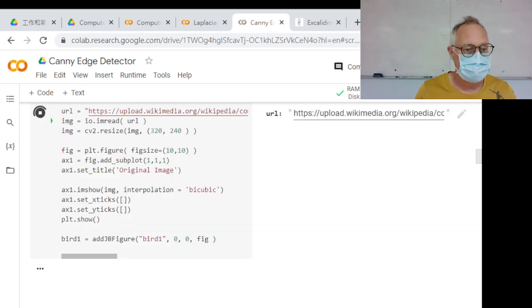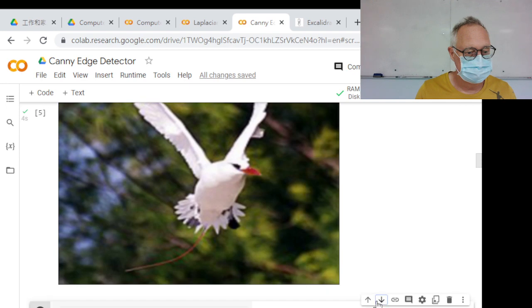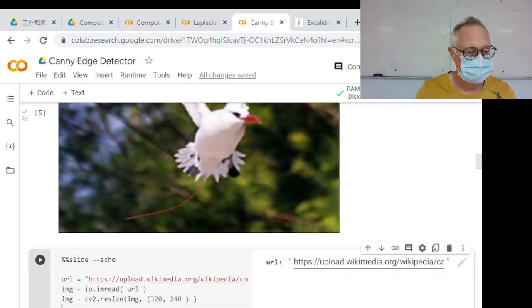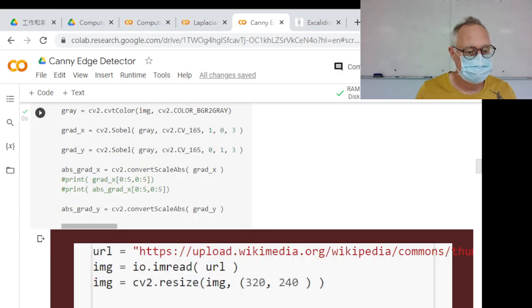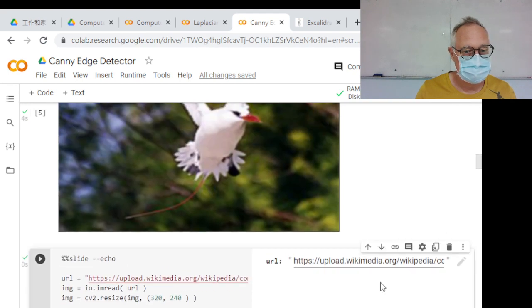So let's take the picture of the bird. And resize it. So that one.